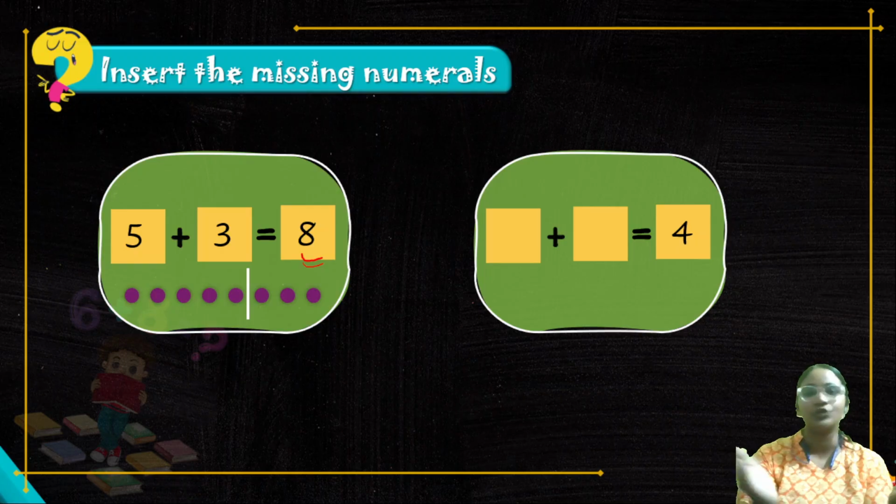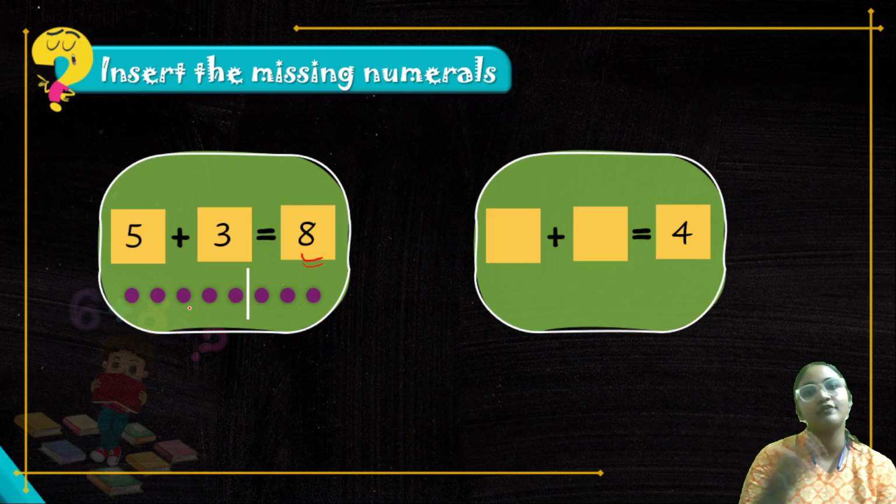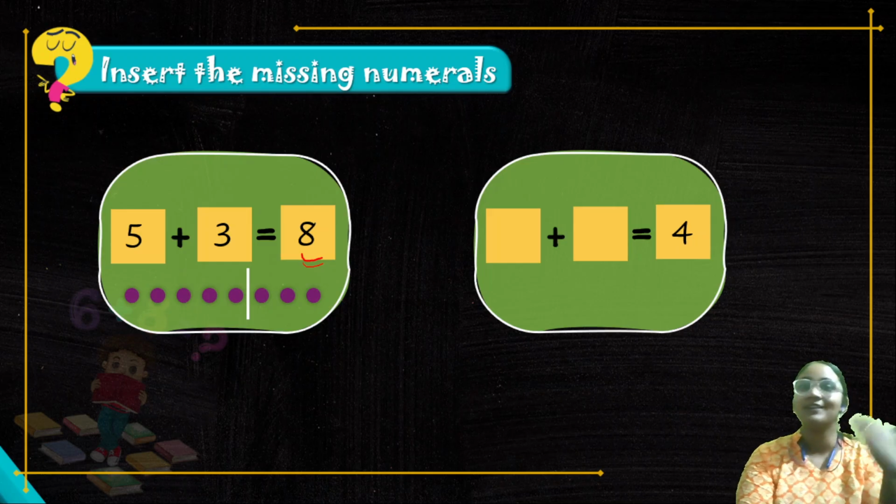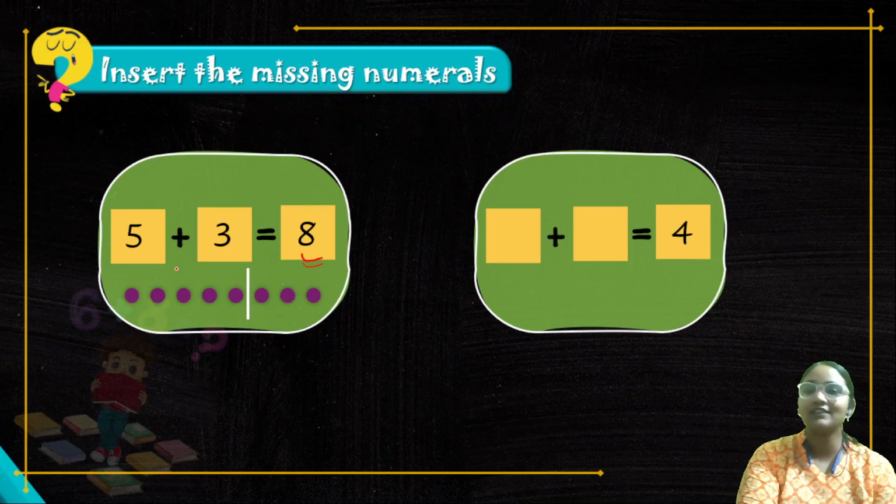You can find the other ways also. This is for you. You can do it any way you want. You can put this line anywhere in between the dots you want and just write the number of dots before the line in the left box and the number of dots after the line in the right box, and you will get the desired numbers, right? There are other ways also.